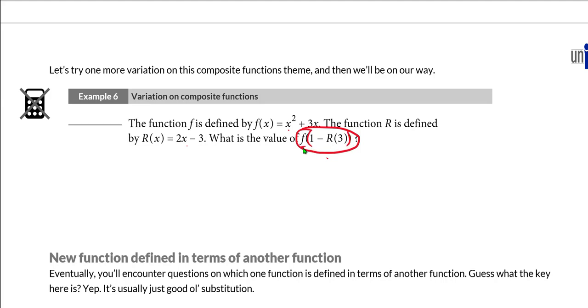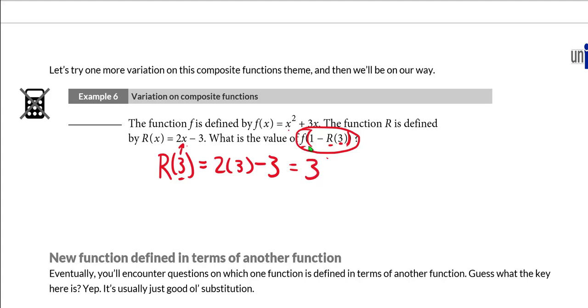The outside function is the f function. r is inside the input position of the f function. So let's deal with r of 3 first. That should be relatively easy. Again, just a simple linear function here. That's supposed to be a 3. So all I'm doing is taking the input of the r function, the 3, and plugging that input in for x. So I'm getting 2 times 3 minus 3, which is 6 minus 3, which is 3.